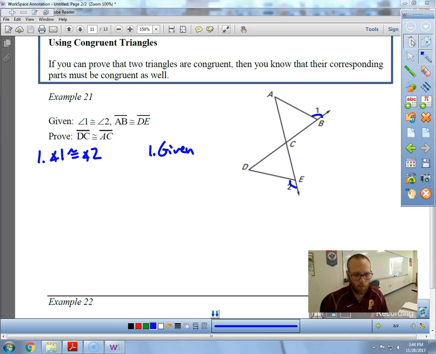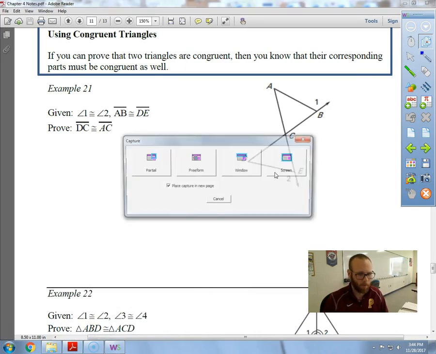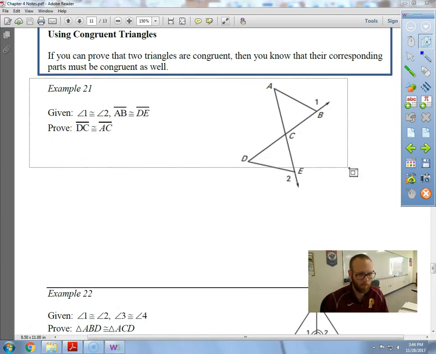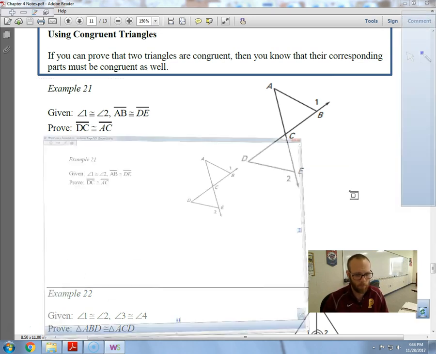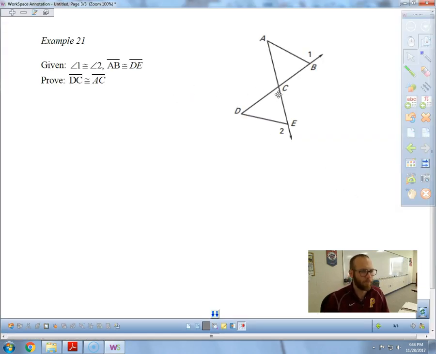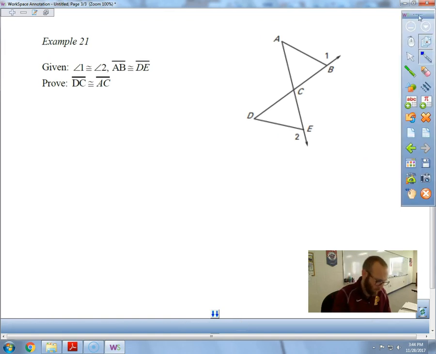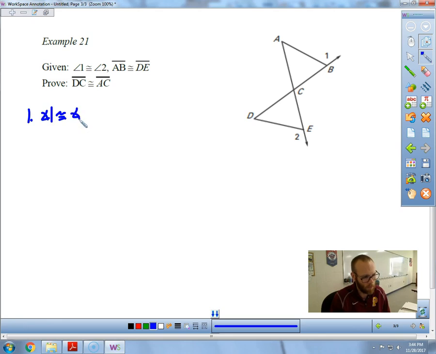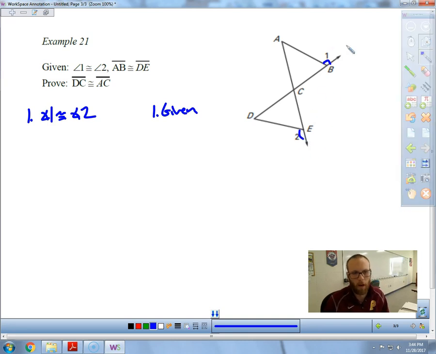You know what? I'm going to do something a little bit different here. That's better. All right, let me reset here. 1 congruent to 2, given. Now, are those interior angles in the triangle or not?